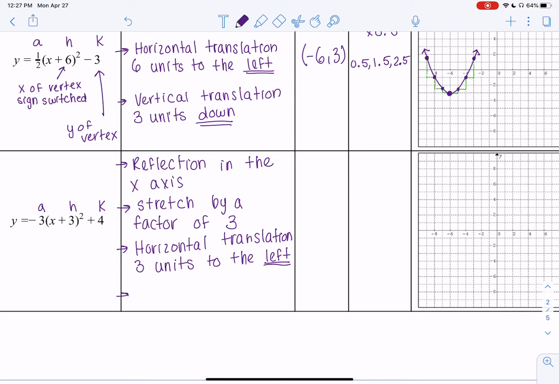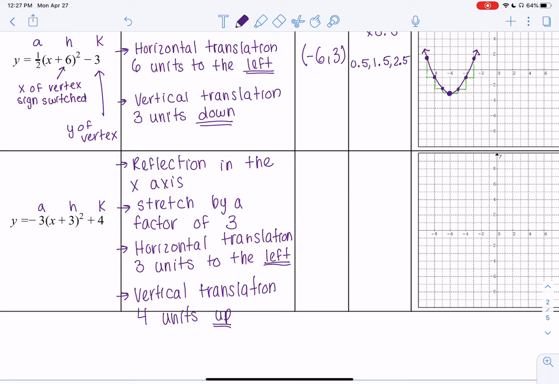And finally, our K. Our K represents a vertical translation. In this case, we are going 4 units. And where are we going? We're going up because it's positive.